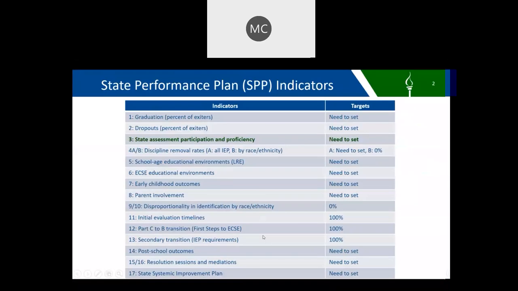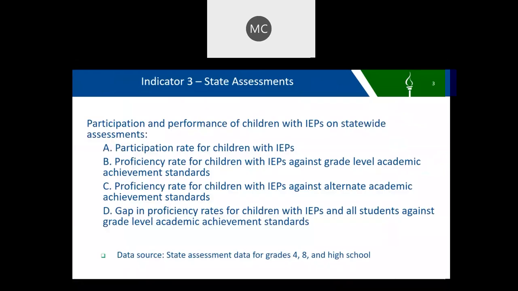This is the complete list of SPP indicators. This presentation will cover Indicator 3 on state assessment participation and proficiency rates. Indicator 3 looks at state assessment data in 4 ways. A looks at the participation rate for students with disabilities.